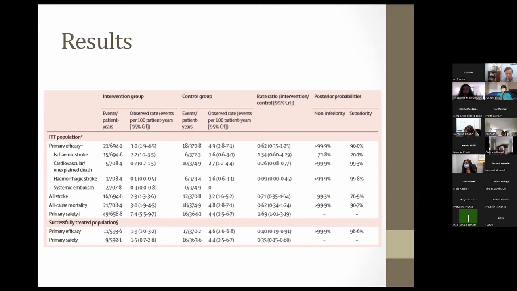Any thoughts on this? If the authors told you that the intervention was non-inferior to the control group, would you be happy with that? Or do you have any other concerns? Do you feel like you don't really agree with the results? Or if you do agree, that's fine too. Whatever.